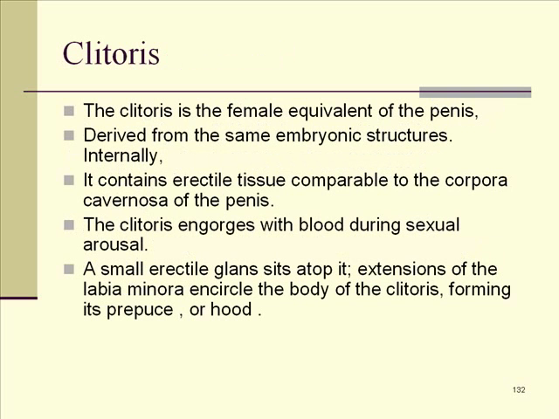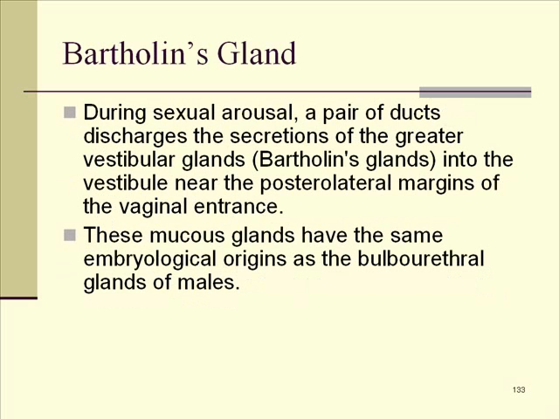The clitoris in the female is equivalent to the penis, derived from the same embryonic structure. Internally, it contains erectile tissue comparable to the corpora cavernosa. I think that's a test question. Erectile tissue comparable to corpora cavernosa. I'm almost sure it is. The clitoris engorges with blood during sexual arousal. A small erectile gland sits atop. Extensions of the labia minora encircle the body of the clitoris, forming the prepuce or the hood. Now remember, the prepuce in the male is referred to as the foreskin. So there are comparable structures here.